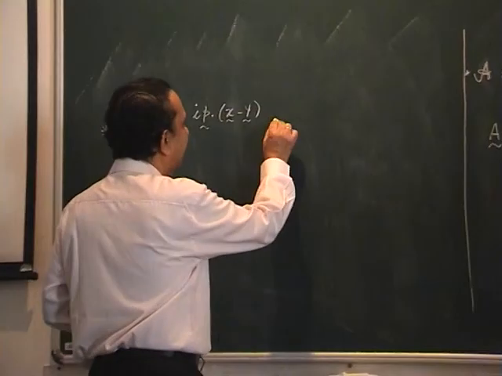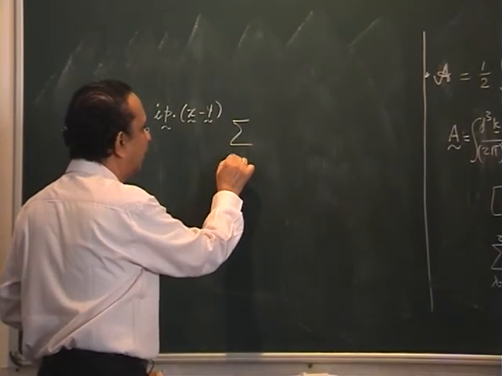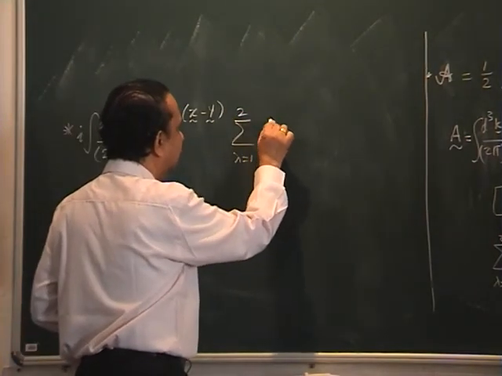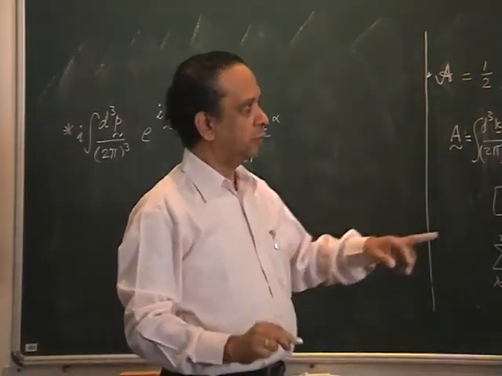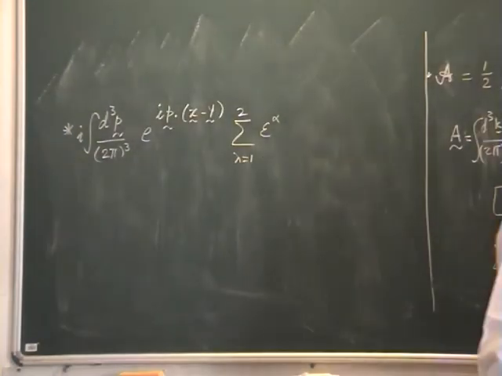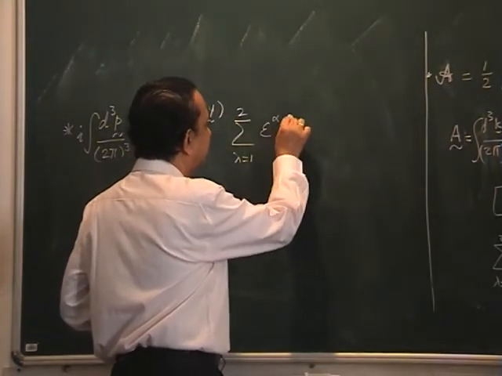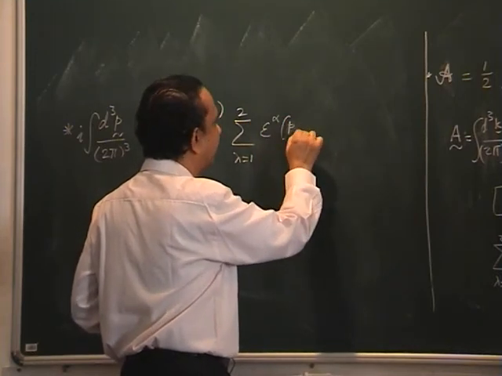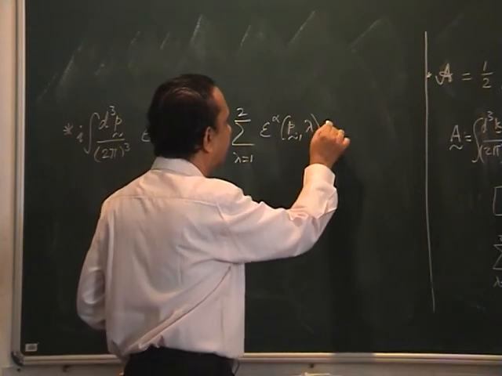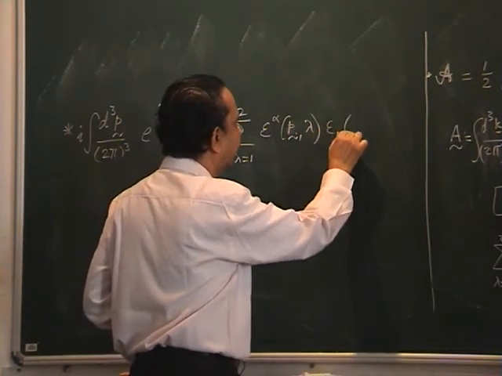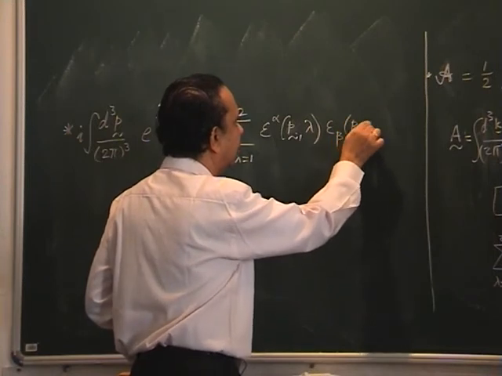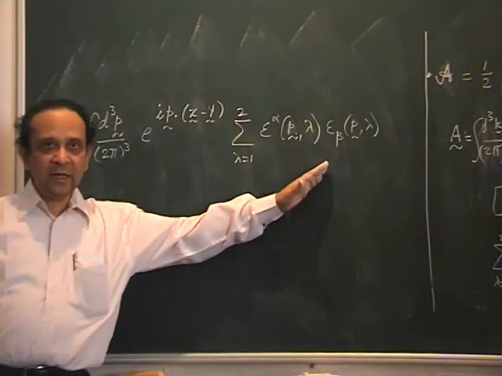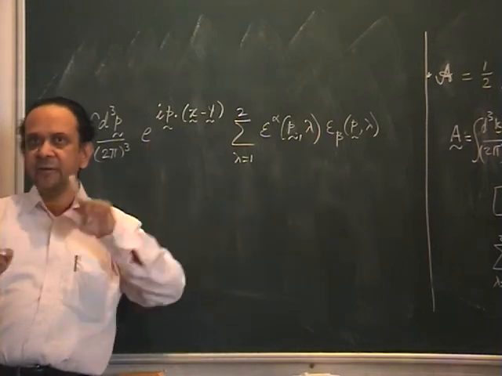But what you will end up getting is a summation over lambda equals 1 to 2 of epsilon alpha. Remember that there is an alpha and beta index here which are carried by the epsilons. Epsilon of p lambda, I am using p as the integration variable, times epsilon beta of p lambda. This is what you will get.